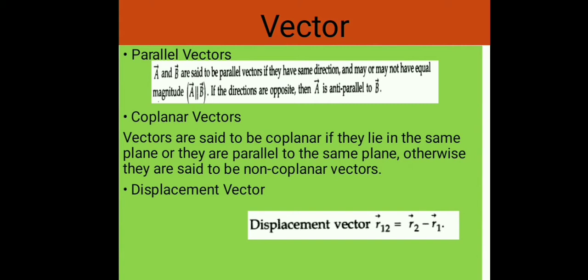Next one, displacement vector. The displacement vector is a vector which gives the position of a point with reference to a point other than the origin of the coordinate system. The displacement vectors are denoted by r12 or rxy or r34. Suppose we are taking the displacement vector r12, that will be equal to vector r2 minus vector r1.